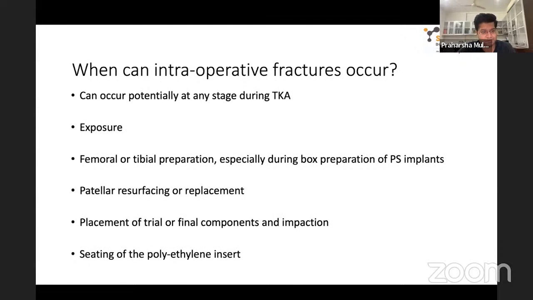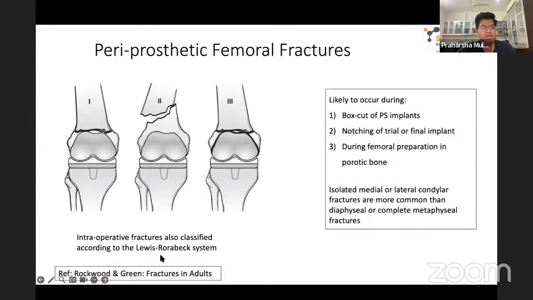So you have to be very careful. Patellar fractures can occur when you're doing patellar resurfacing or replacement especially, or you're trying to just debulk it with a saw. If your saw goes down into the patella, it can cause a fracture. It can happen during your trialing or seating of the polyethylene insert, but that is relatively rare. It's usually during your femoral tibial preparation.